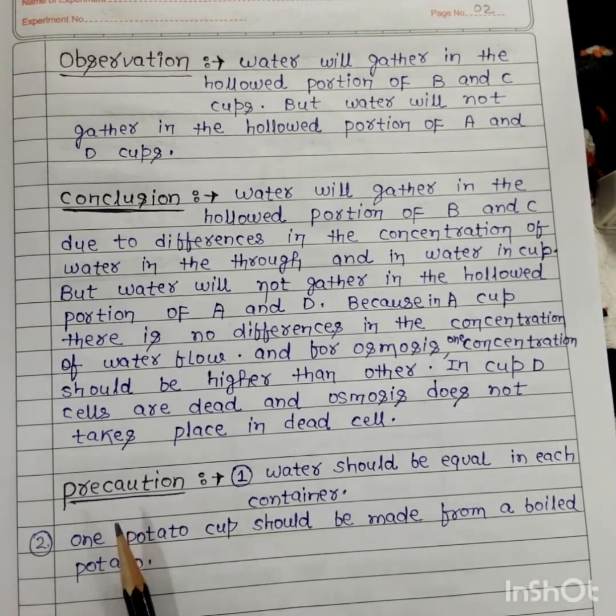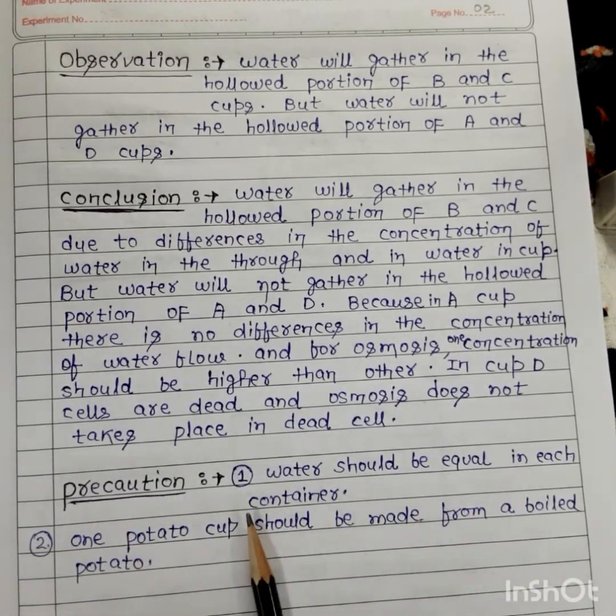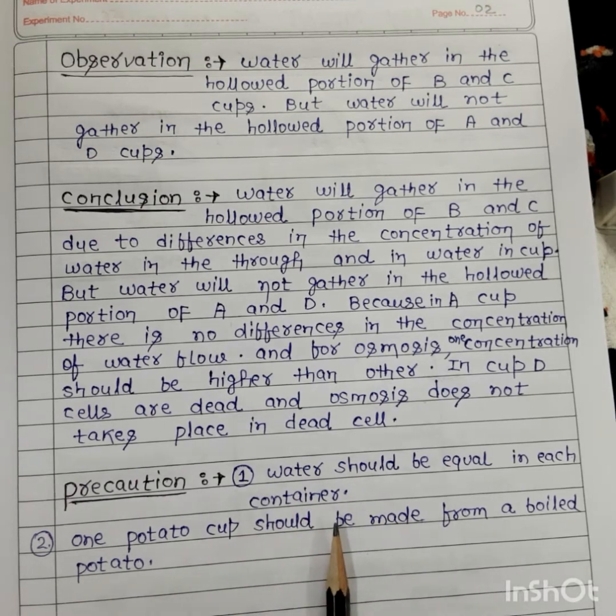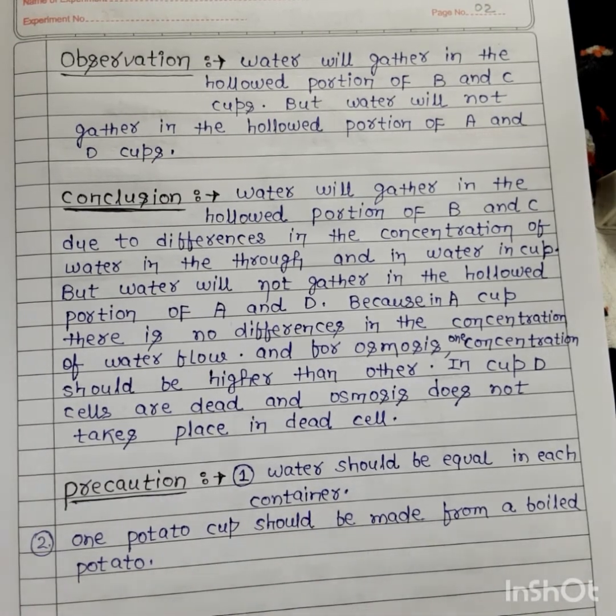Some precautions we have to follow here. Water should be equal in each container for doing this experiment, and one potato cup should be made from a boiled potato. So what we have done in this experiment, in the white paper we have to draw the structures related to it, first before the experiment, then after the experiment.